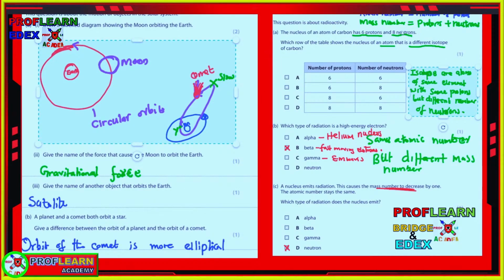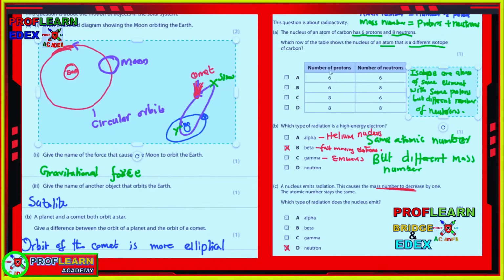What also mattered most in the May-June exam 2024 is you understanding that the atomic number is the number of protons. Mass number equals protons plus neutrons. Also, you had to understand that isotopes are atoms of the same element with the same proton number, or same atomic number, but a different number of neutrons.